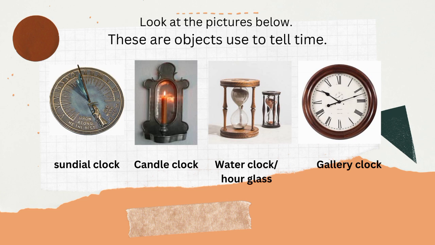Then, the second picture is the candle clock. So, yung kandila naman ang magdi-determine ng oras. And the third one is the water clock or hourglass. And minsan, hindi tubig ang laman nito, minsan buhangin. And yung most common clock na nakikita natin sa ating bahay is yung gallery clock. So, lahat ng clock na ito ay part ng ating history.